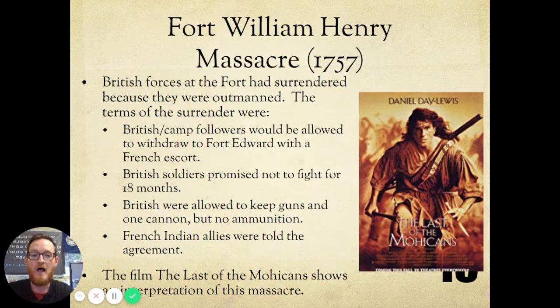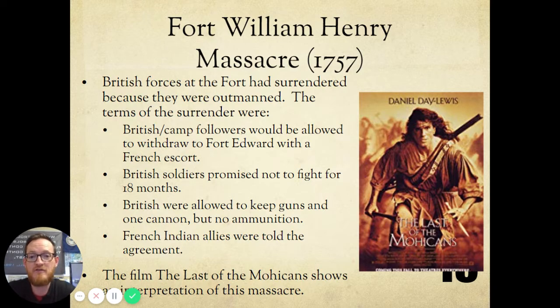So another thing that happens during the war that is famously shown in the movie The Last of the Mohicans is going to be the Fort William Henry massacre. And you're going to see with this massacre that British forces at the fort had surrendered because they were outmanned by the French and the Indians that were there.